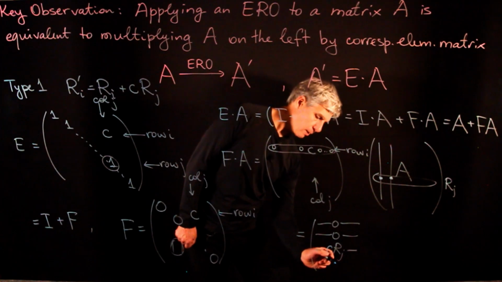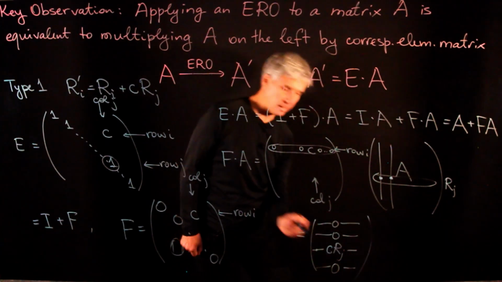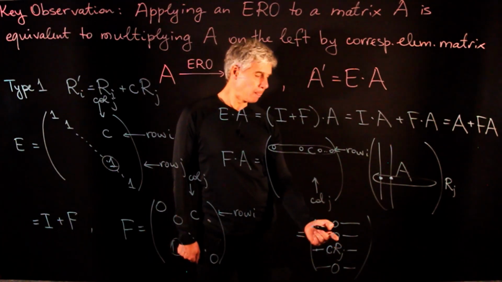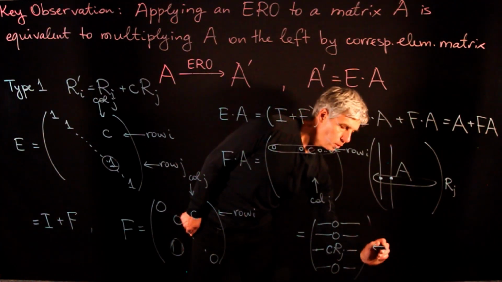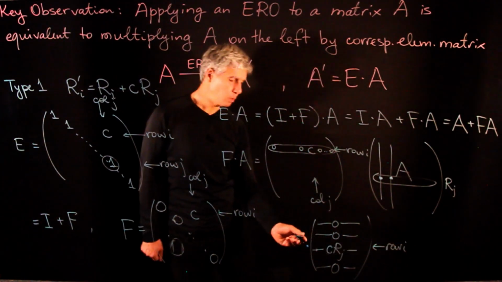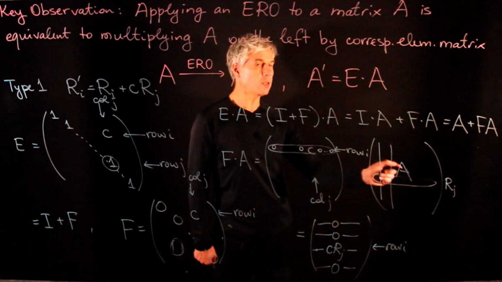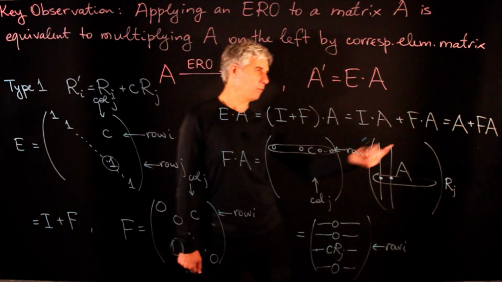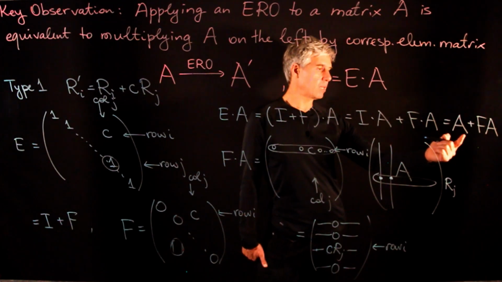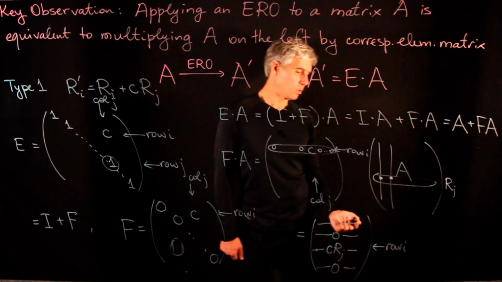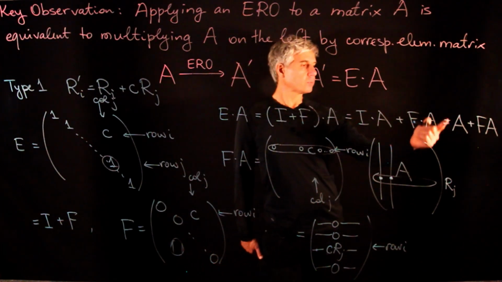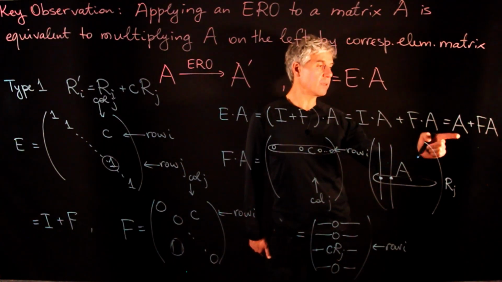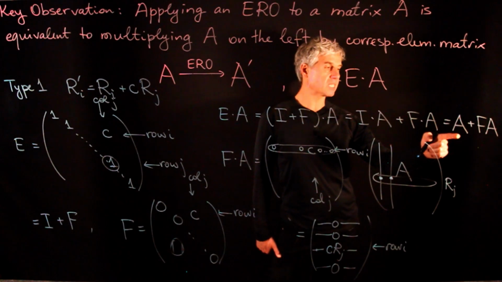So what we get is that all rows of F times A are 0 except row number i, which will be equal to c times row j of matrix A. And if we add this matrix to matrix A, then we see that in this sum, all rows except for row i are the same as the corresponding row of matrix A.